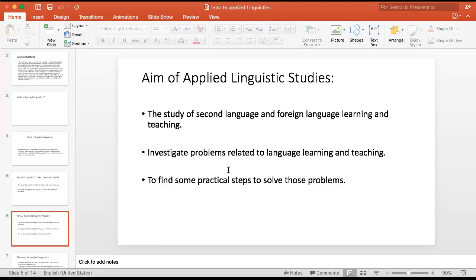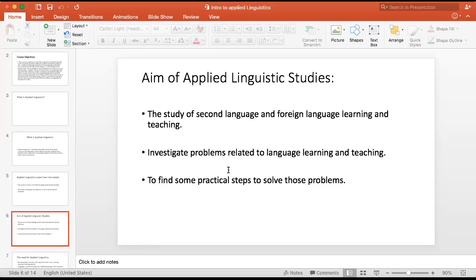Since we are covering applied linguistics more in the context of language learning, we will be investigating problems related to learning and teaching, right? And we'll talk about different language methodologies, the problems people face when they actually applied those methodologies, and then how they moved to other methods. So there would be some practical steps to solve those problems, okay?